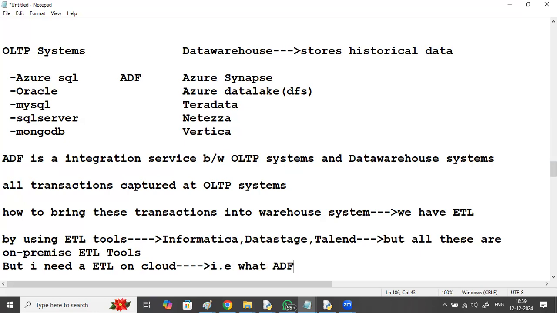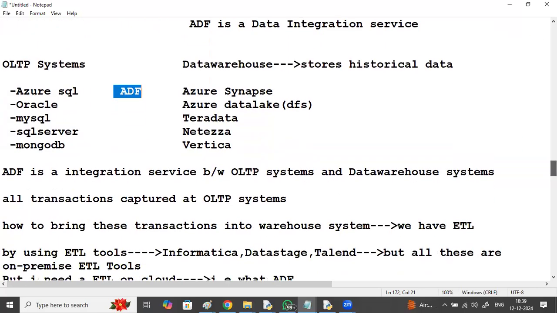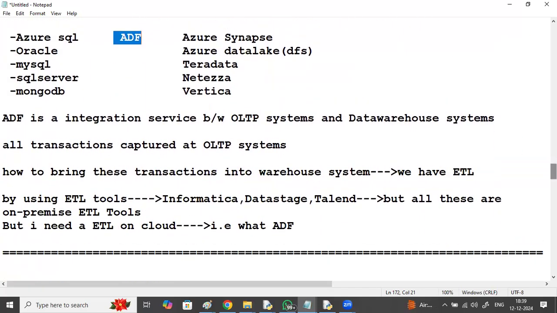Understood. What do you mean by data integration service between this OLTP and the warehouse systems? As I was saying, ADF is a data integration service. It comes between the OLTP and the warehouse: the transactions captured at OLTP systems, to bring all those transactions into the warehouse, to extract them. So we have ETLs, but cloud ETL is nothing but ADF. It extracts and transforms. That way it's a zero coding ETL.